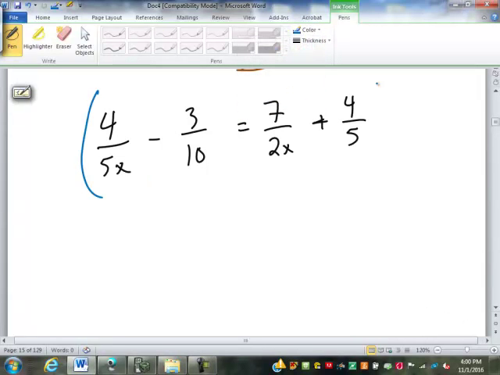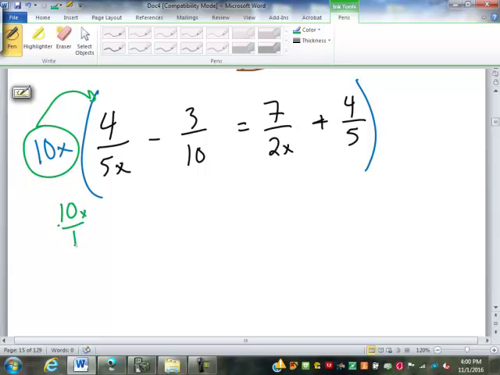Okay, for this one, we need to find a common denominator again. I've got 5, 10, and 2. For the numbers, what's the common denominator going to be? 10. Now, for the variables, you take the highest power of the variable. In this case, that's going to be just x. Yes. So now I've got to multiply that 10x by each piece of the equation. So I've got 10x over 1 times 4 over 5x.